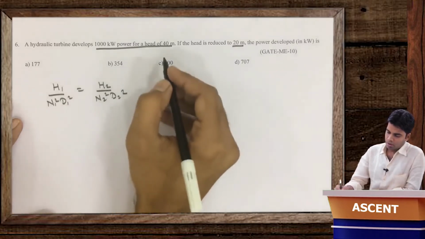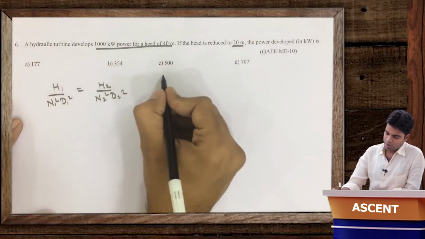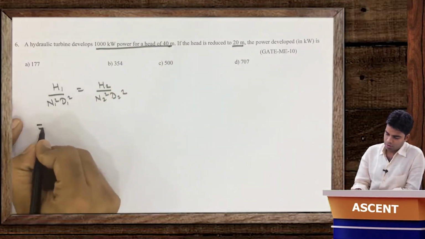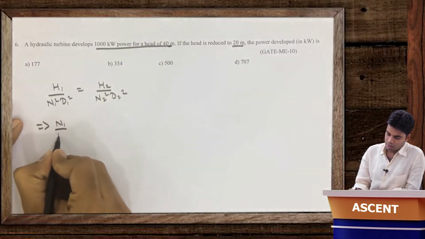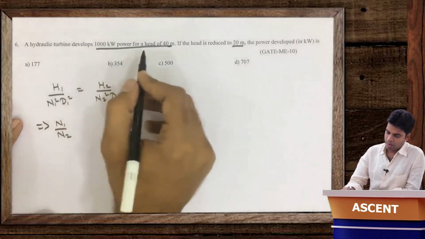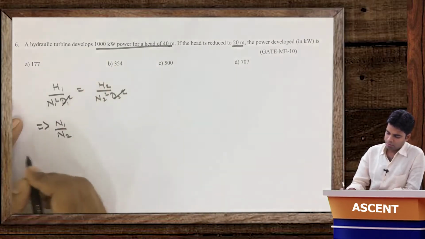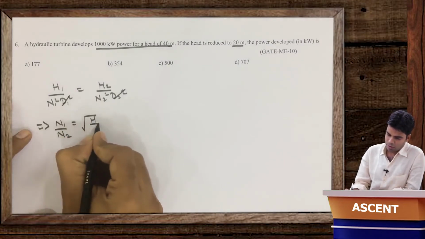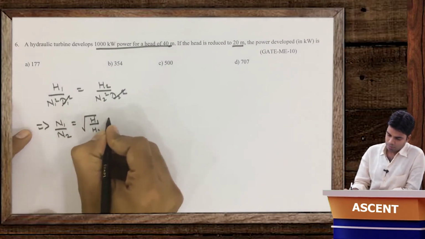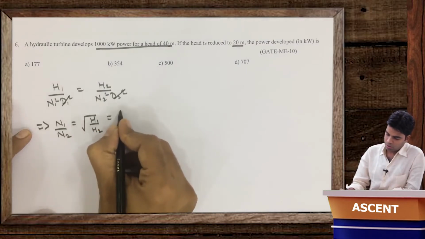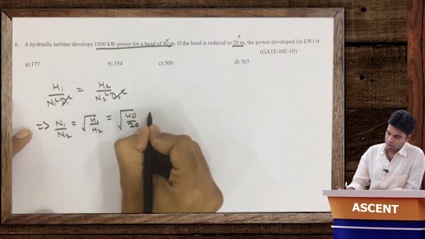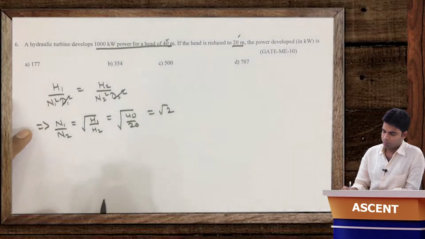Okay, now initially the power P1 is given and head H1 is given as 40 meter. Now the turbine is the same, so diameter will be the same. N1 by N2 will be equal to under root of H1 by H2. Getting this? Okay, so this will be under root of 40, H1 is 40, H2 is given as 20. So this will be equal to root of 2.